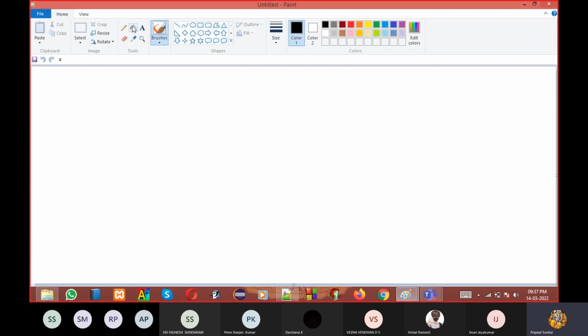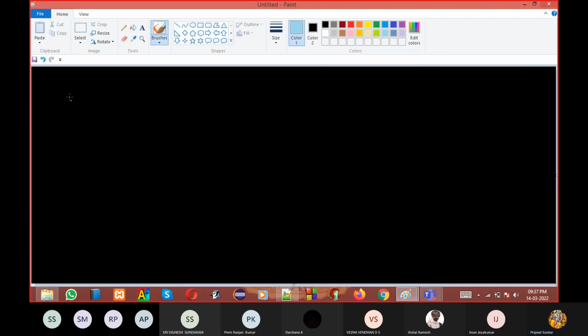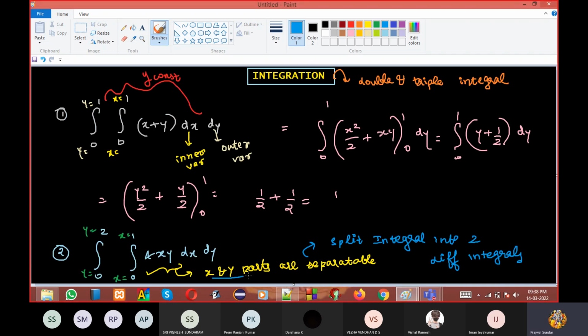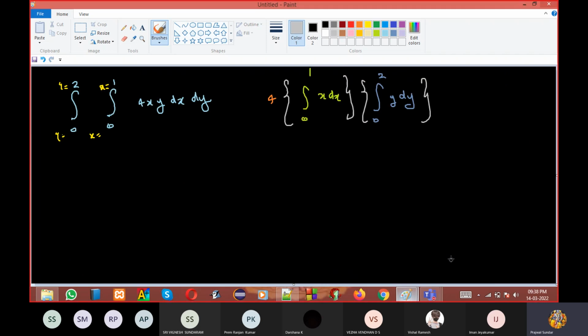Look at this carefully. If I'm taking the integral from 0 to 2, integral 0 to 1, 4xy dx dy, what I'm doing is x equal to 0, x equal to 1, y equal to 0, y equal to 2. 4 I'll take outside. Now the x part I'm writing like this, integral 0 to 1 of x dx. The y part I'm writing separately, integral 0 to 2 of y dy. You can do the integrals separately and you will get the final answer. This is the way of separating integrals when possible. See, the x and y parts are separable. If that is separable, you can separate the integral like this and calculate separately.